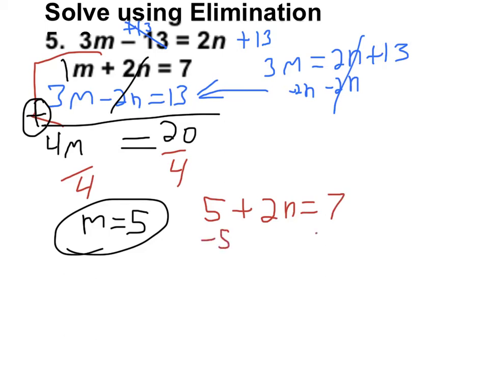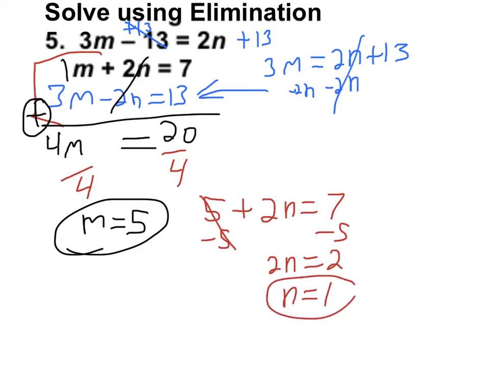I'll subtract 5. 2n equals 2. So what number times 2 equals 2? That would be 1. So there are my two answers.